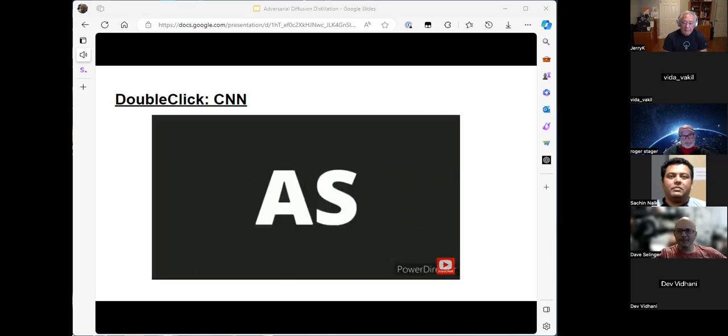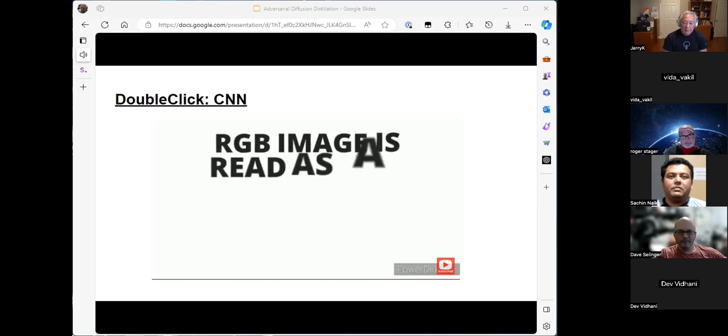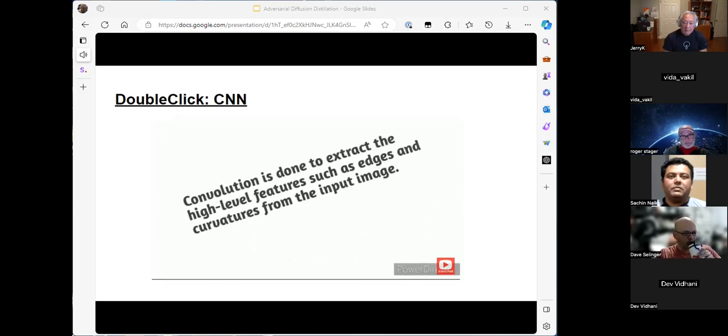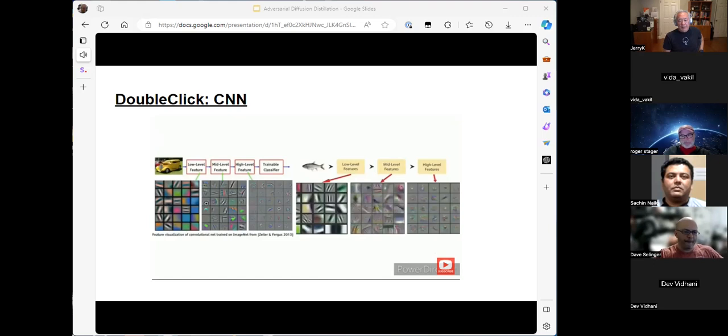What is convolutional layer? An RGB image is read as a 3D matrix, height by width by depth. The convolutional layer makes use of a set of learnable filters. A filter is used to detect the presence of specific features or patterns present in the input image. How does convolution layer help? Convolution is done to extract the high-level features such as edges and curvatures from the input image. The first layers in the set of middle layers involve convolutional layer, which helps in capturing the low-level features such as edges and color, etc. Subsequent layers in the set of middle layers capture high-level features, which gives a broader understanding of objects in the images.